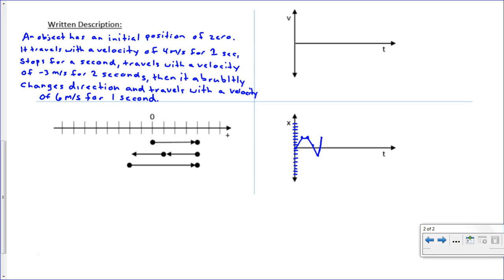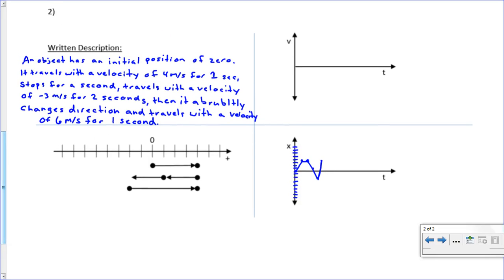Now for the velocity versus time graph, again, all horizontal lines because velocity versus time graphs are always horizontal. It starts with a velocity of +4 for 1 second. And then it drops down to a velocity of 0 for 1 second. Then for 2 seconds, it's got a velocity of -3. And then for that last second, it's got a velocity of 6. So all the way up here for a second. And it looks something like that.